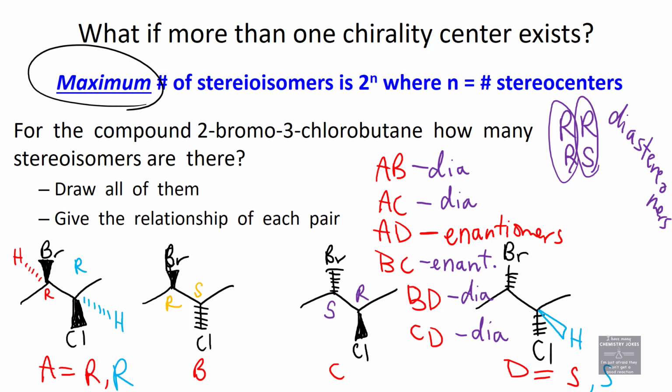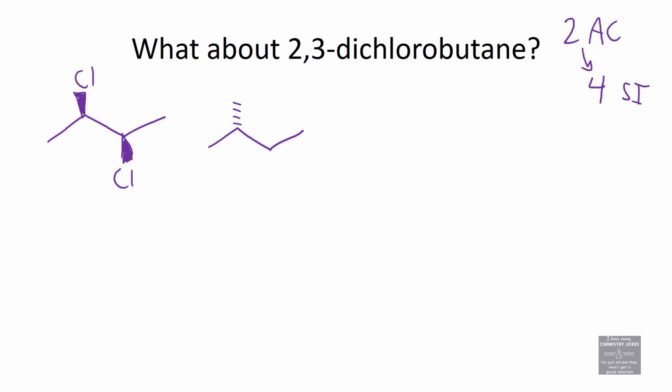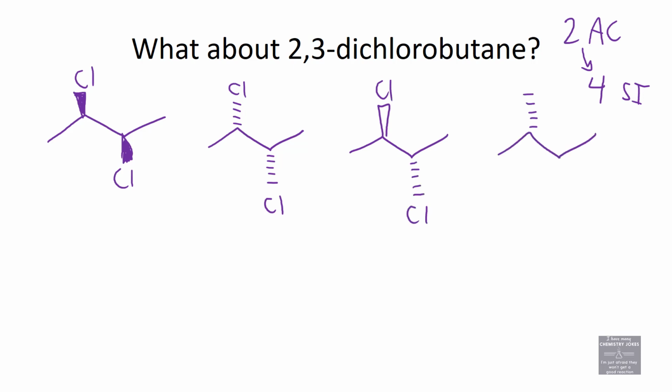Let's try another example. 2,3-dichlorobutane. I'm going to do the same thing I just did. How many asymmetric carbons? 2 asymmetric carbons, therefore 4 possible stereoisomers. So I do my same combos as before. Wedge, wedge, dash, dash, wedge, dash, dash, wedge.